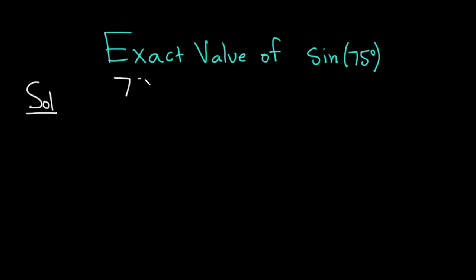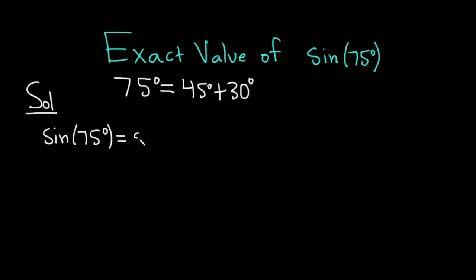So note that we can write 75 degrees as the sum of two other angles for which we know the trig function values of those angles. In particular, we can write it as 45 plus 30. We can compute the sine and cosine of these angles quite easily. So we have the sine of 75 degrees, and that's equal to the sine of 45 degrees plus 30 degrees. And so now we can use an identity.